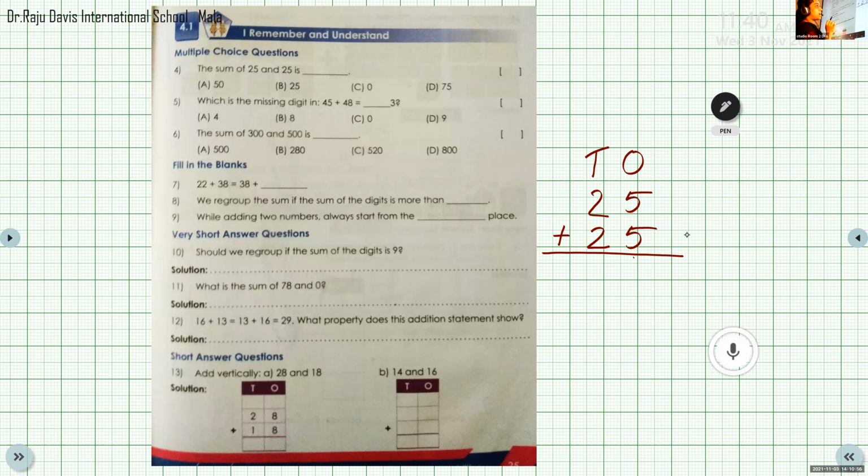We can write it by the side. And 0 will come in the ones column. 1 will carry forward to the tens column. Then add the tens place. 1 plus 2 equals 3. 3 plus the next number 2 is 5. So the answer is 50. All of you write the answer here, 50. And which option is it? Option A. So please write here.